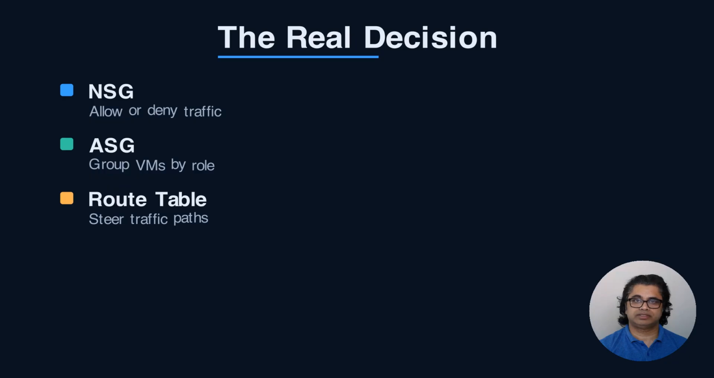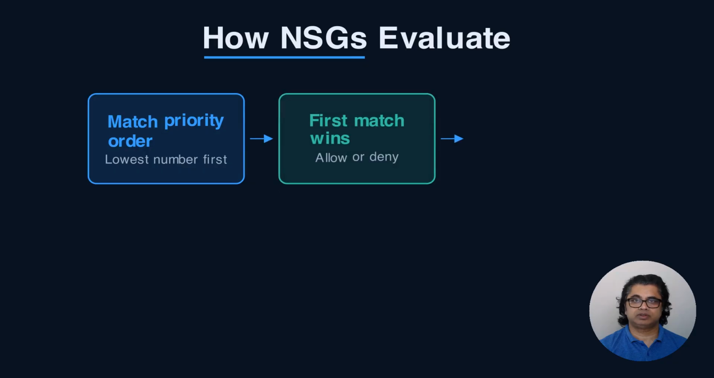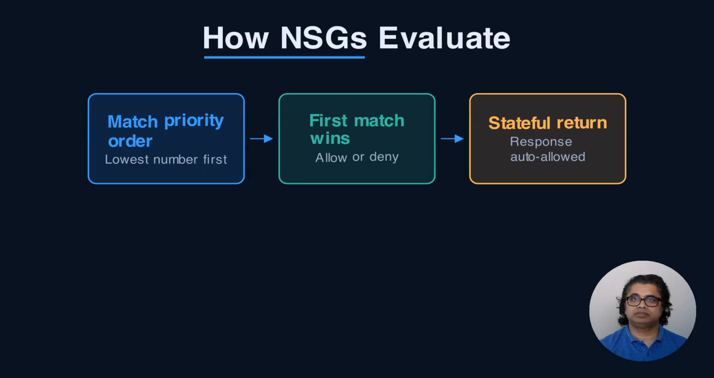Let's make that precise. A network security group, NSG, is a stateful firewall made of priority ordered rules. Each rule has a priority from 100 to 4096, a direction, a source and destination, a port range, a protocol, and allow or deny. Azure evaluates inbound and outbound rules separately, lowest priority number first, and stops at the first match. Because it's stateful, if you allow an inbound flow, the response is allowed automatically.